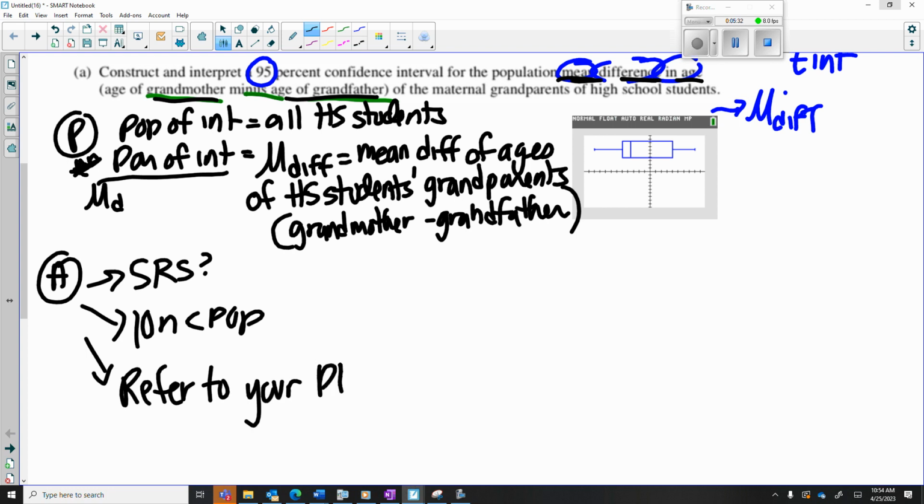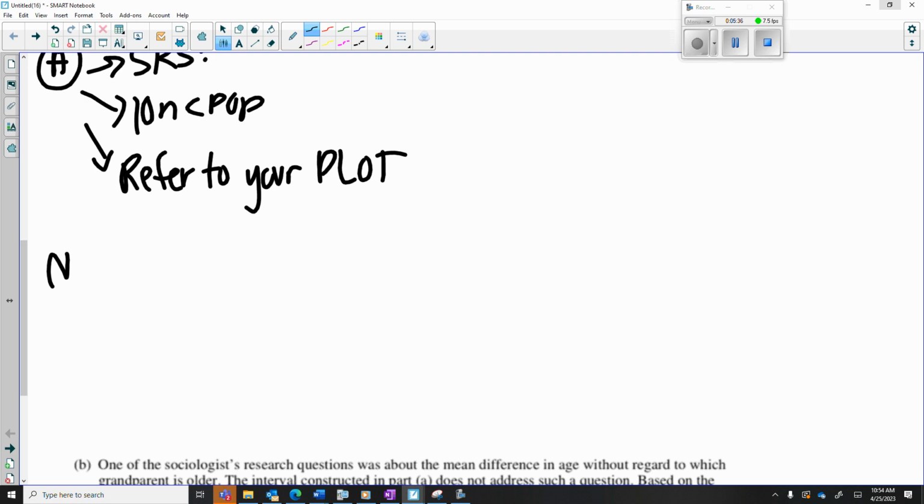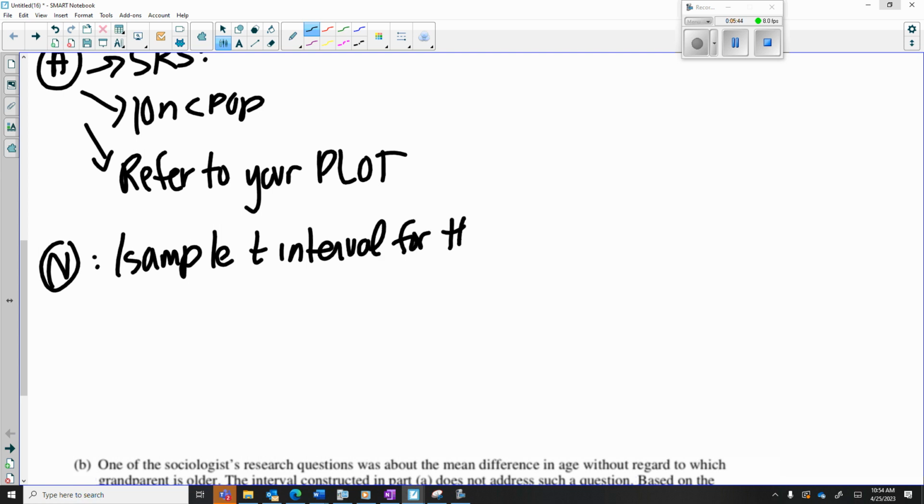Okay, and you guys can do that. Then I'm going to skip ahead to the name of the test. We said it's a one sample t interval for the mean difference. It's t because it's means. And now let's go on to the interval step.